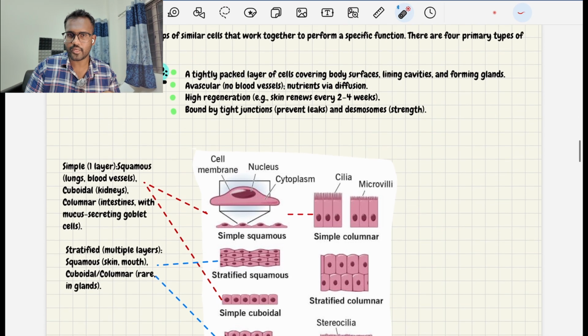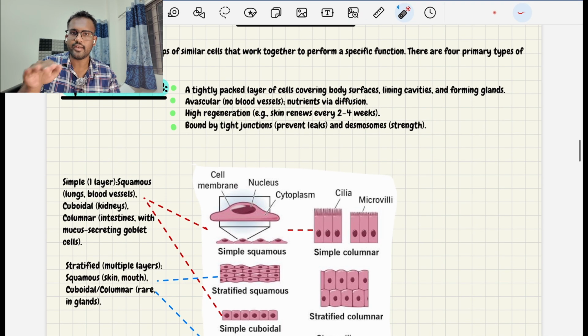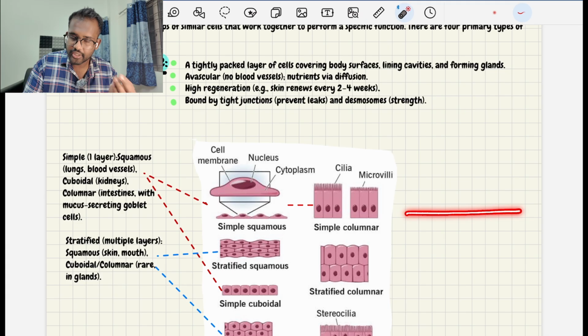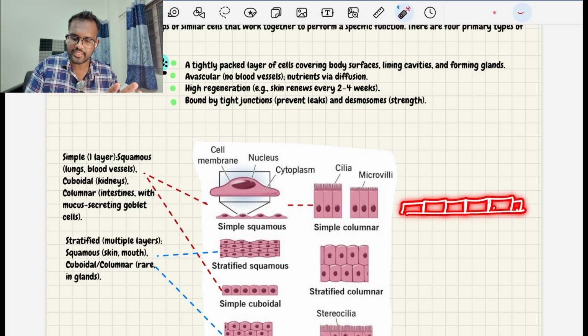What is epithelial tissue? Epithelial itself is a layer, the topmost layer of the body. Maybe the skin, maybe the walls of the organs, walls of the intestines. So the topmost layer is called epithelial tissue. These epithelial tissues are divided into multiple segments, the first being simple squamous epithelium. What is simple squamous epithelium? The structure of the tissue is singular. There is only a single layer of the cells. Only a single layer is present.